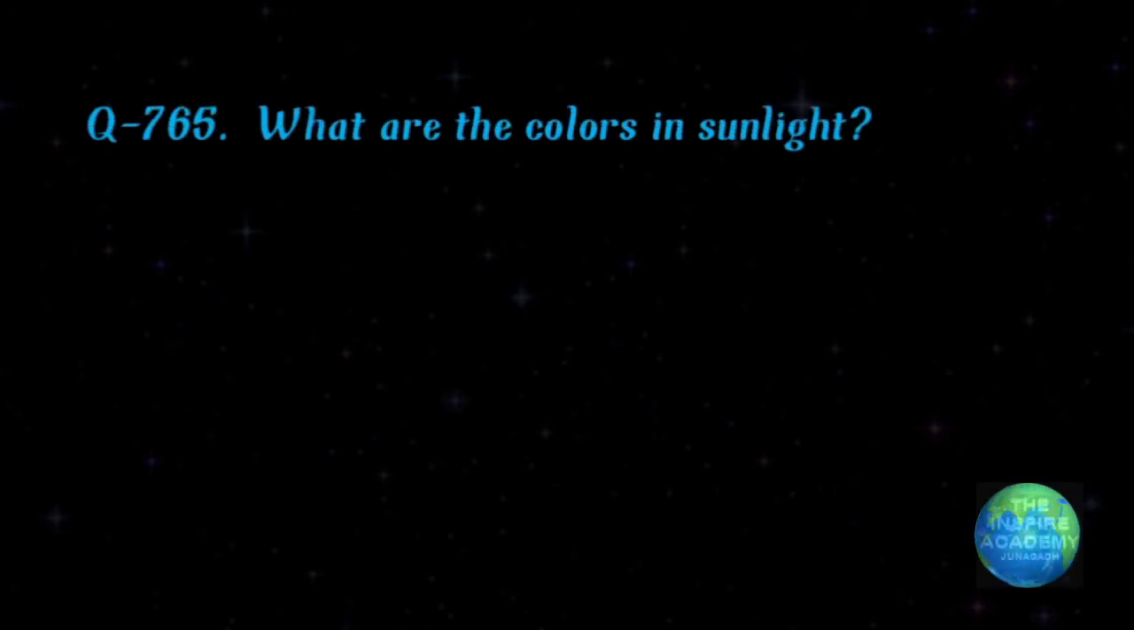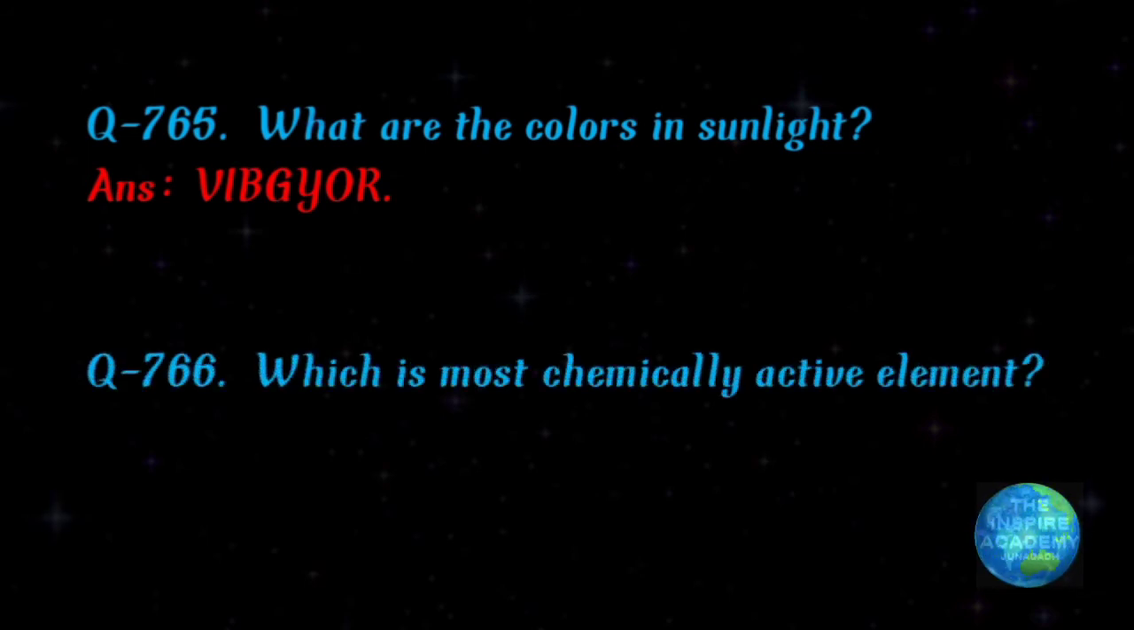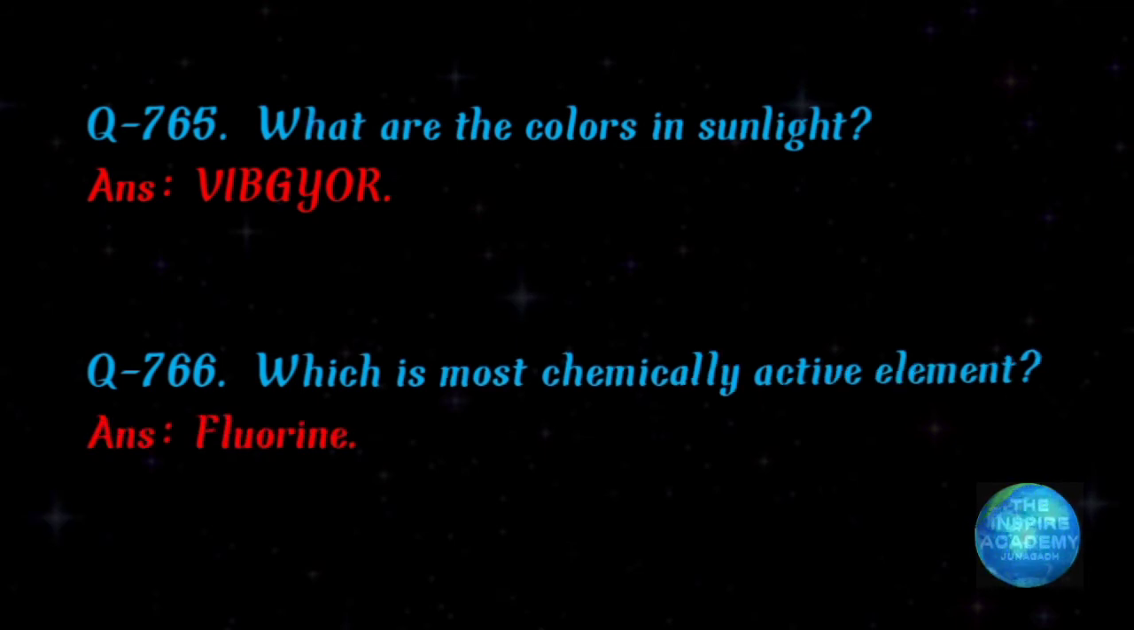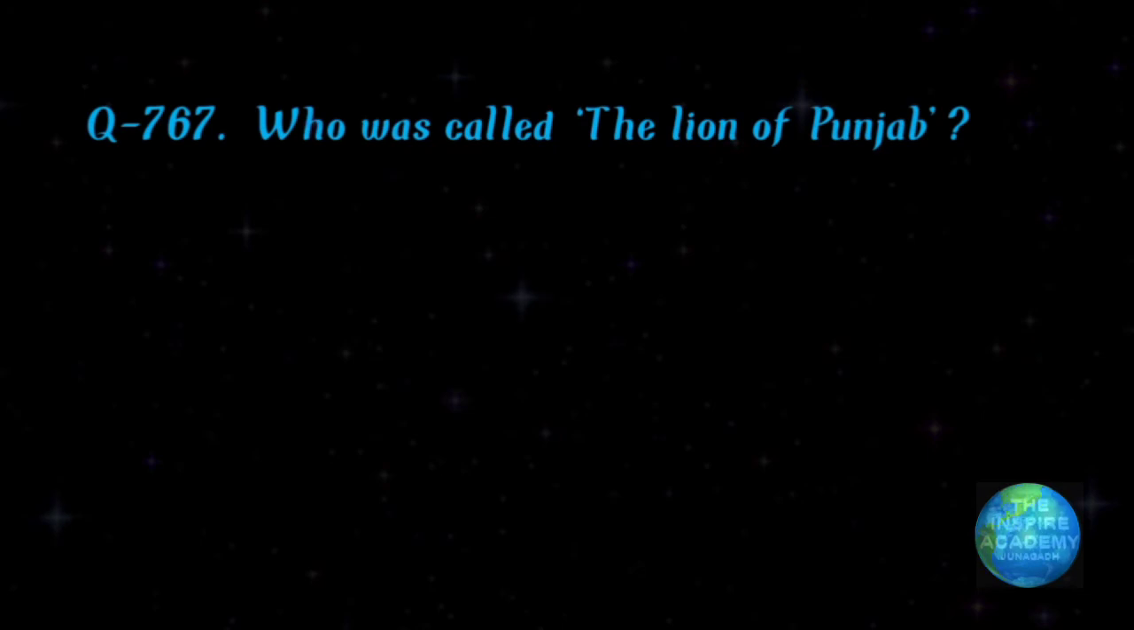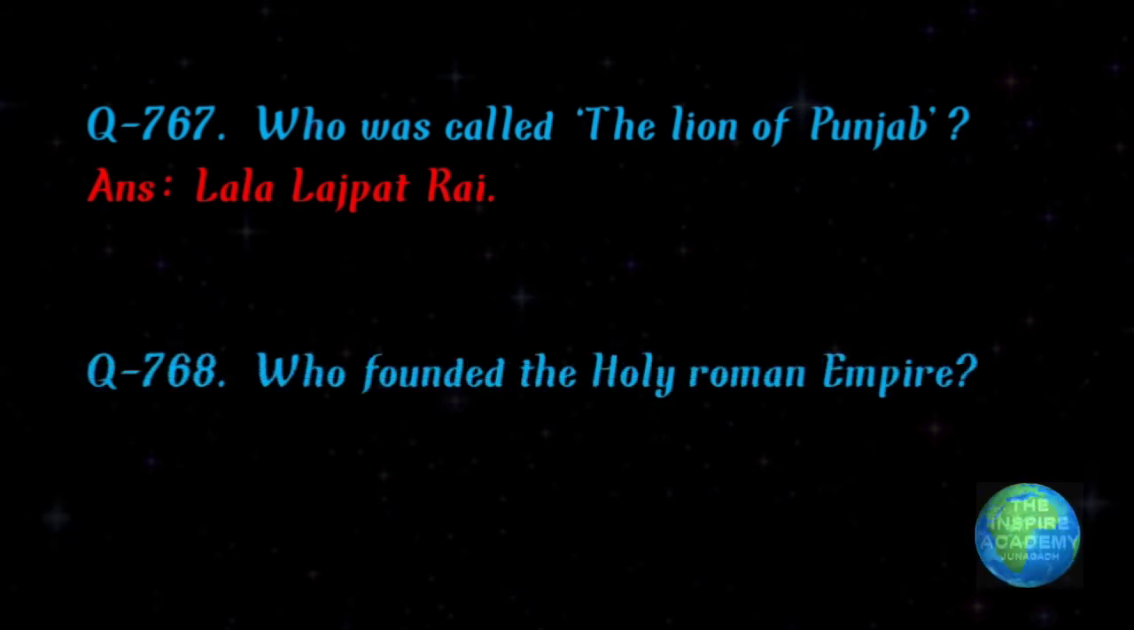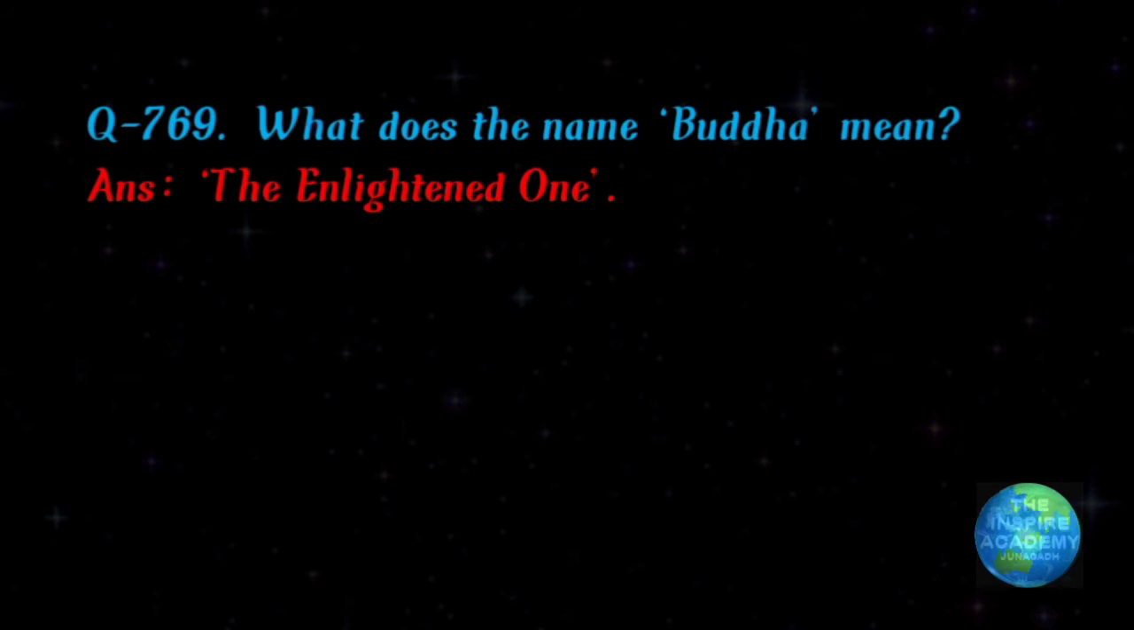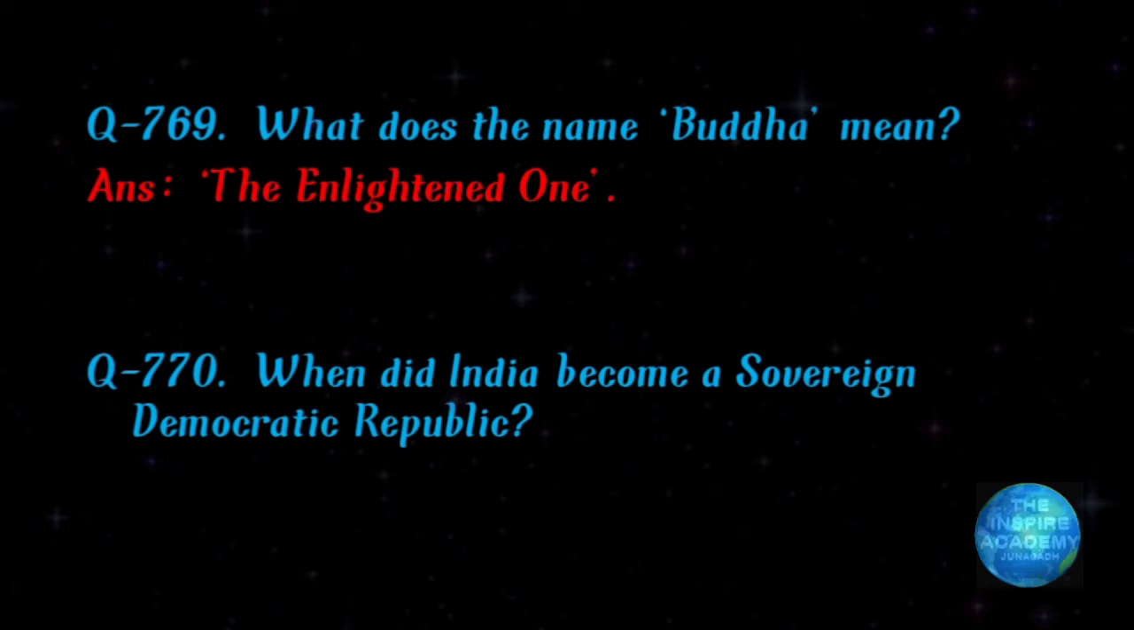What are the colors in sunlight? VIBGYOR. Which is the most chemically active element? Fluorine. Who was called the Lion of Punjab? Lala Lajpat Rai. Who founded the Holy Roman Empire? Charles the Great. What does the name Buddha mean? The Enlightened One.